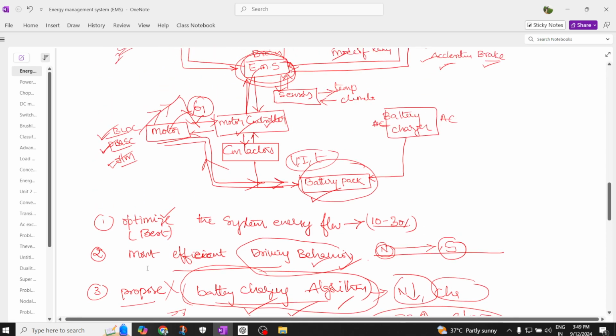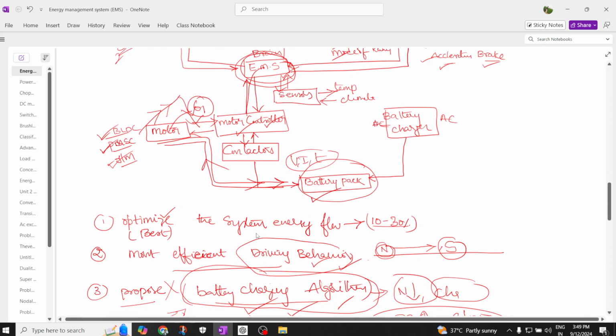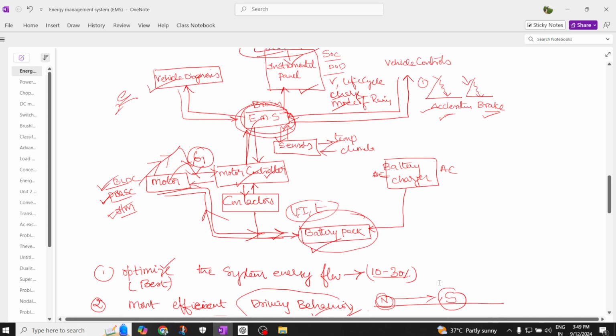So this will also give you the most efficient driving behavior, the best driving behavior. So on this route you can go with the sports mode, or on this route you can use the climbing mode. So it will suggest the best driving mode. And this also helps us to find the optimum system energy flow, which increases the life of the battery.